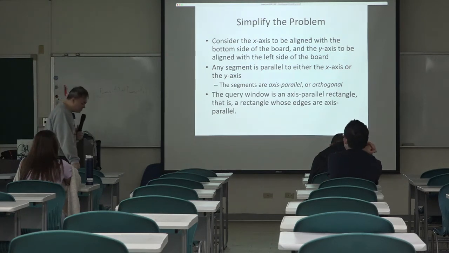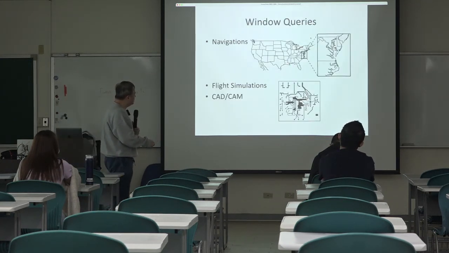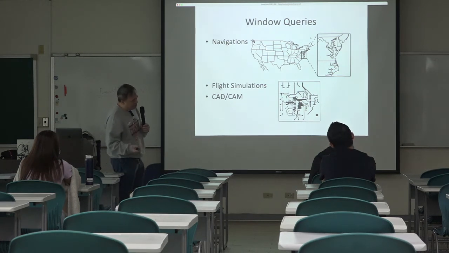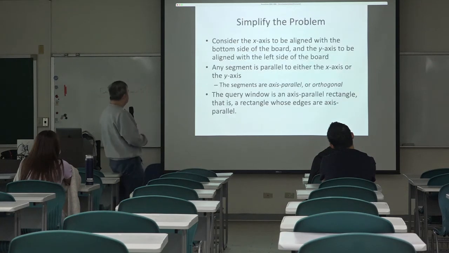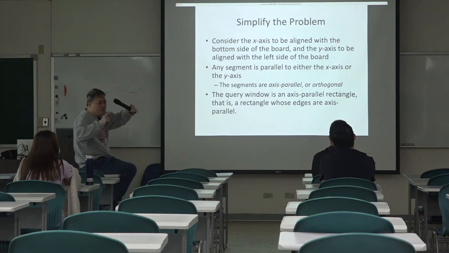Because nowadays, if you try to include a lot of lines with different orientations, that's very difficult. So let's first simplify the problem. We only consider the x-axis to be aligned with the bottom side of the board and the y-axis to be aligned with the left side of the board. So basically, this is the restriction that we put for the window.